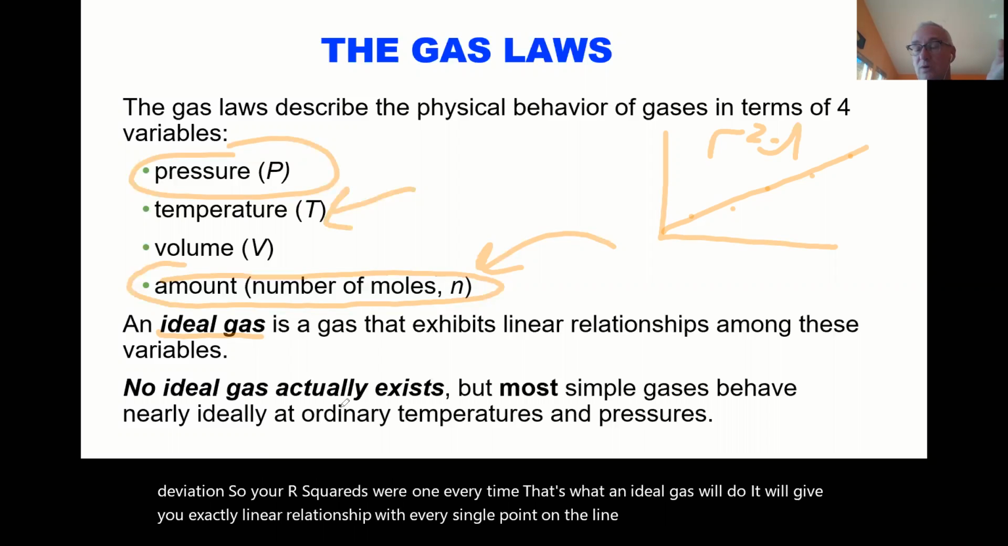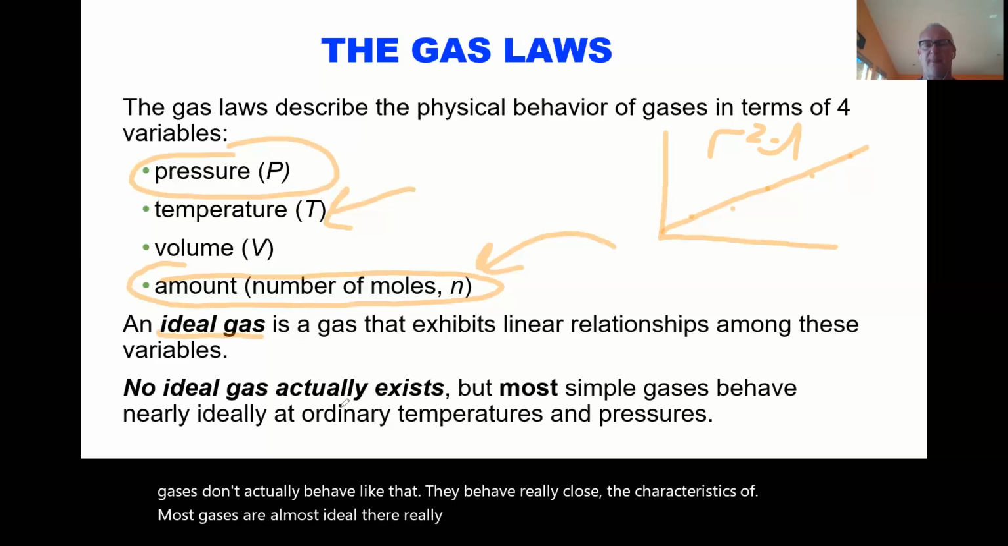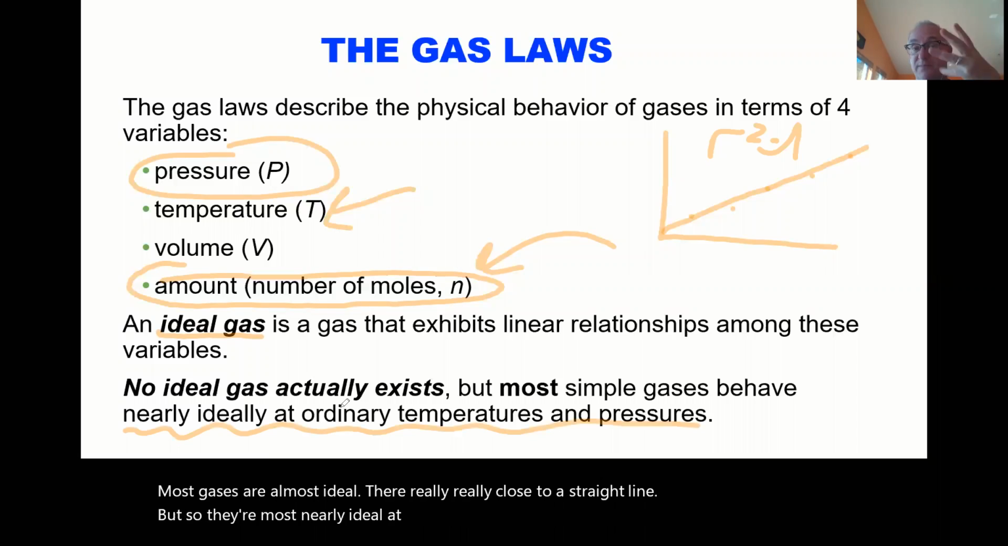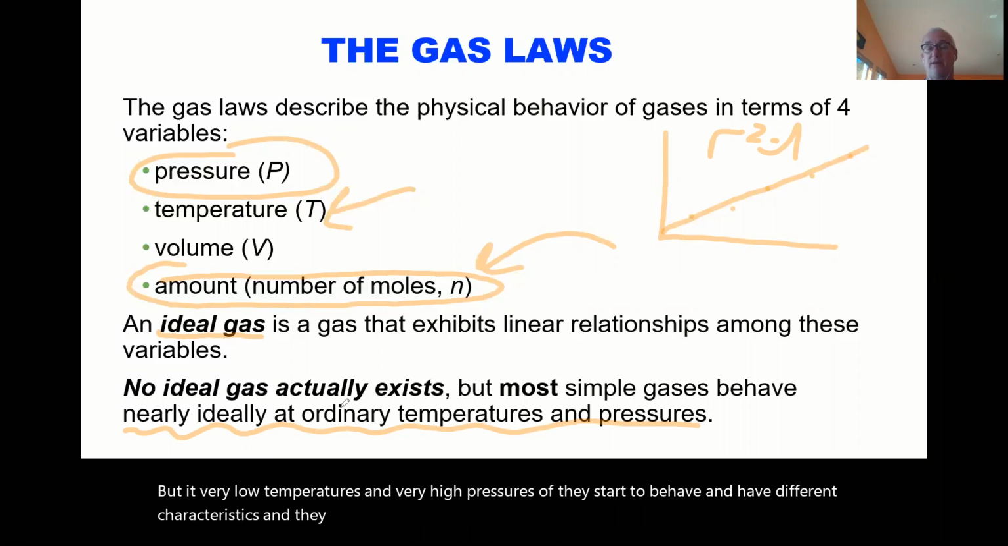But this is the real world, and gases don't actually behave like that. They behave really close. The characteristics of most gases are almost ideal. They're really, really close to a straight line. They're most nearly ideal at the ordinary temperatures and pressures that we're dealing with. But at very low temperatures and very high pressures, they start to have different characteristics, and they deviate quite a lot from a linear relationship. Any questions so far with the difference between an ideal gas and a non-ideal gas?